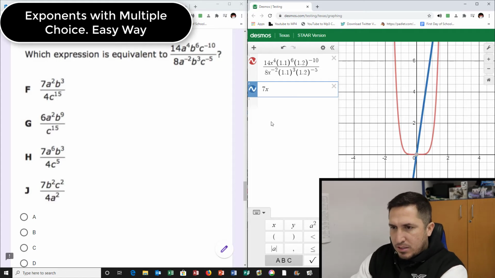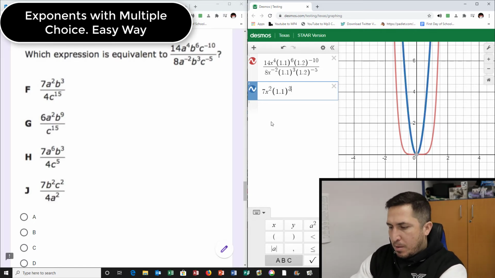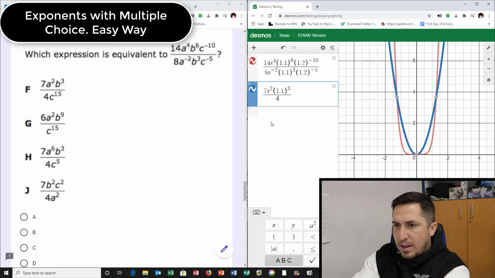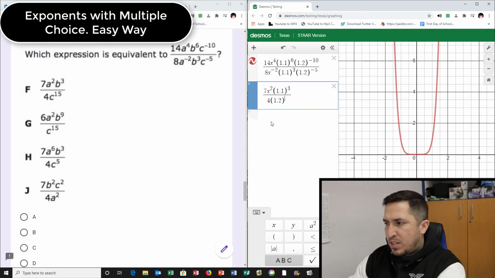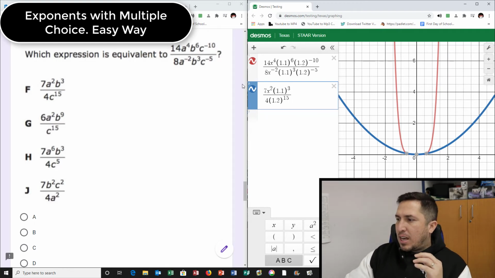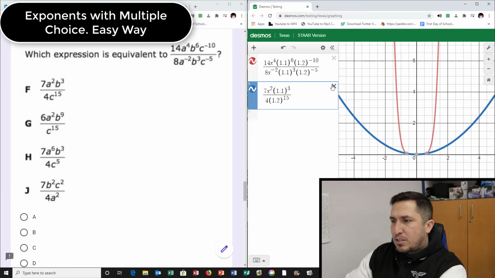7x to the 2nd power. And the B was what? 1.1, to the third, over 4. And the C was what? 1.2 to the 15th. Do these graphs look the same? No, huge difference. Not choice F. Let's go to choice G.